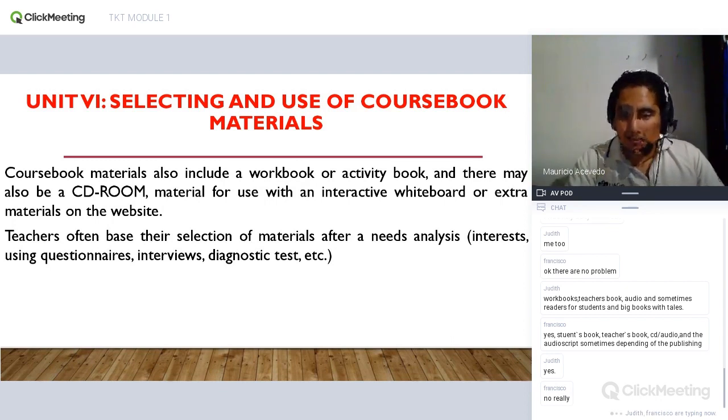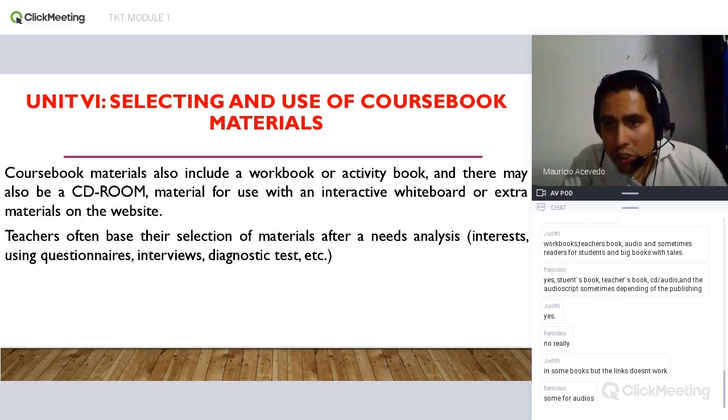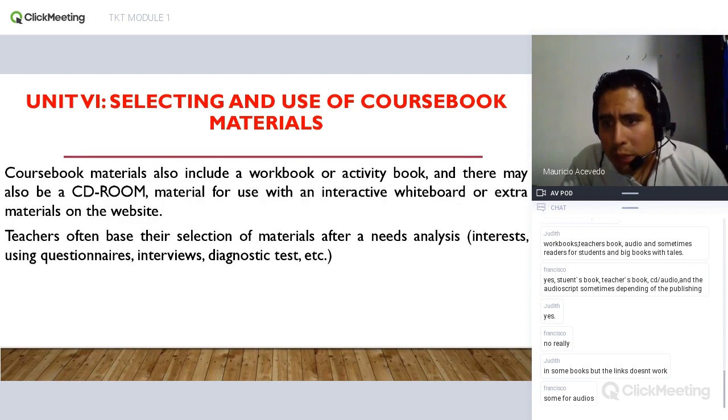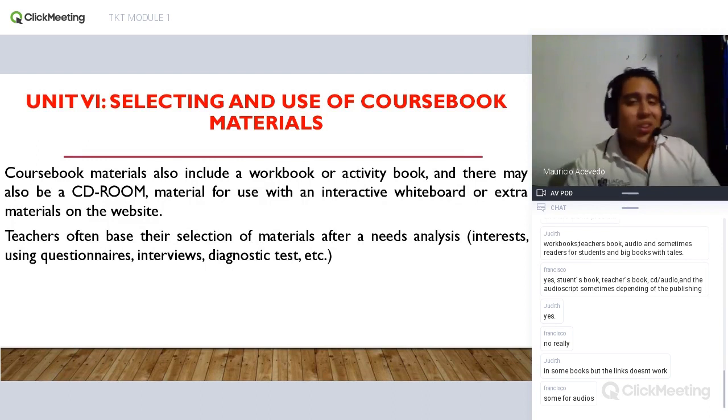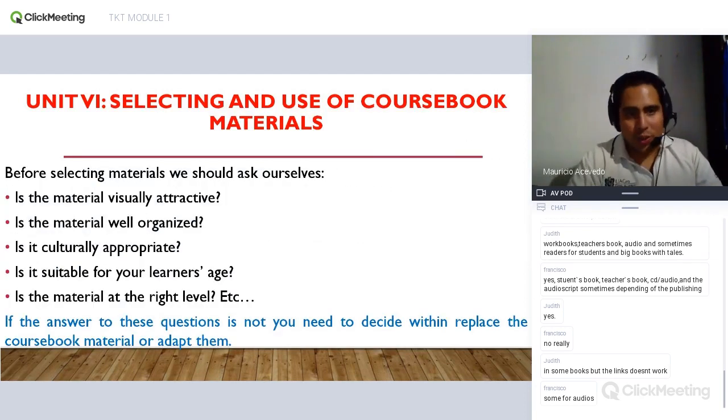Okay, but anyway, I know that you know most of the web pages that your students can work with. Some for audios. Okay, very good. In some books, the links don't work. Ah, yes, that's another thing, right? Sometimes links are not very useful because you cannot enter or they are too slow, etc. So I think you don't normally ask your students to use them, right? You prefer working in the classroom.